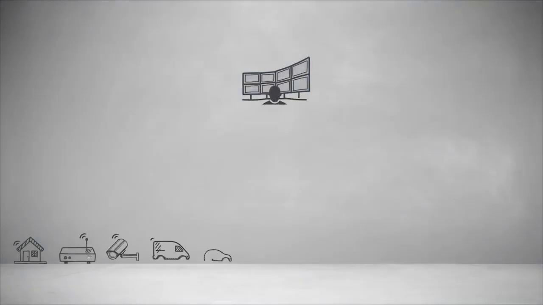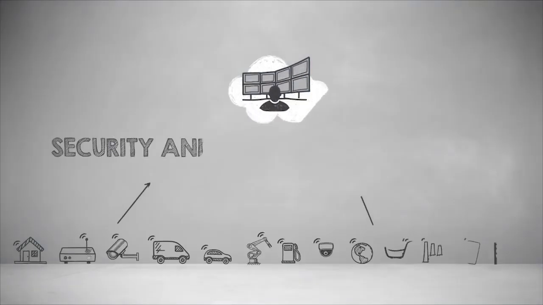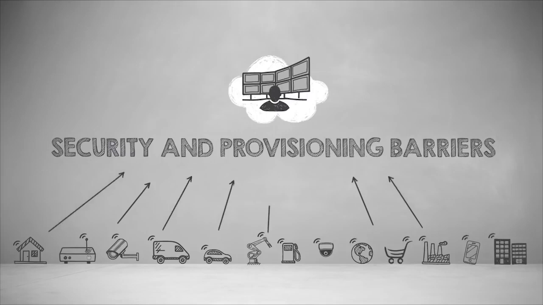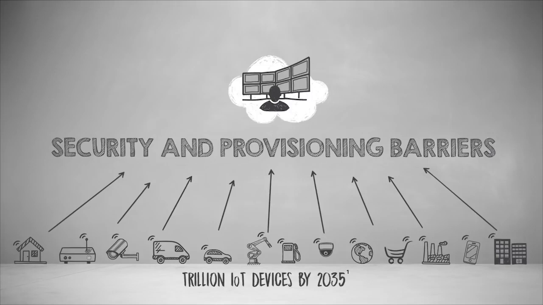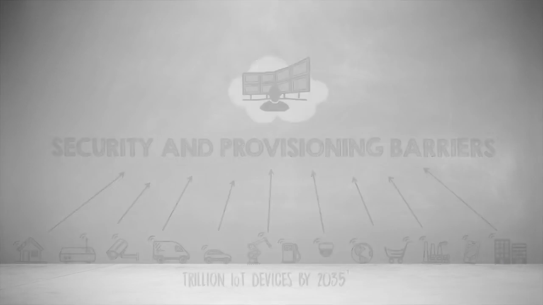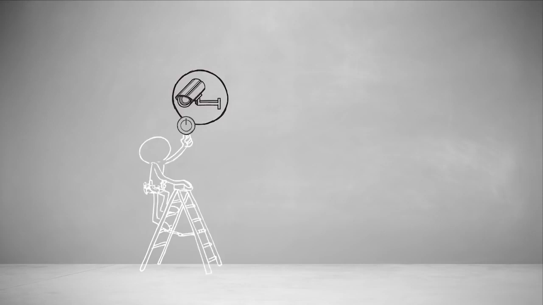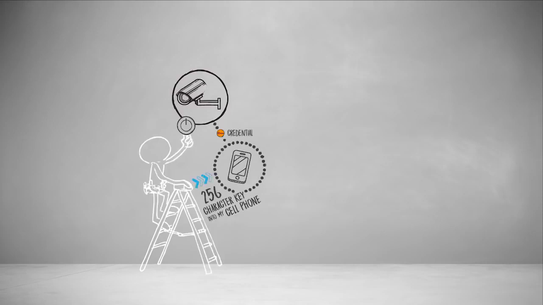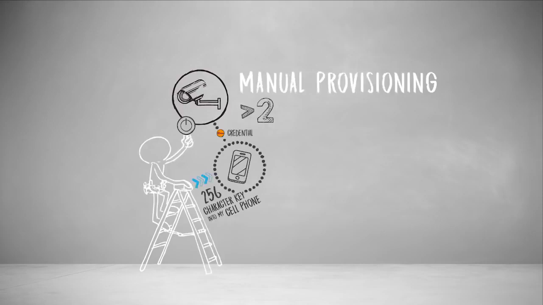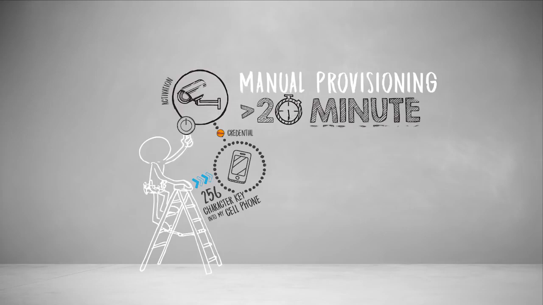Today, IoT deployments are being held back by major security and provisioning automation barriers that must be solved in order to scale the industry to 1 trillion devices by 2035. The provisioning of devices with IoT platform access credentials is highly inefficient. Field-based configuration can take 20 minutes per device and involves insecure human-based password management.